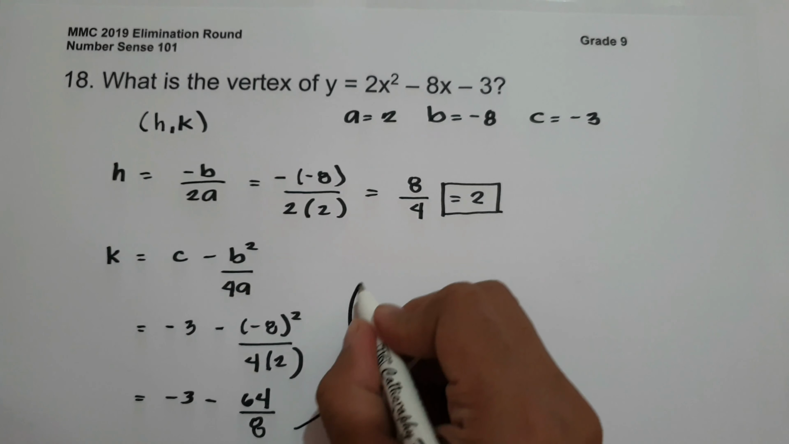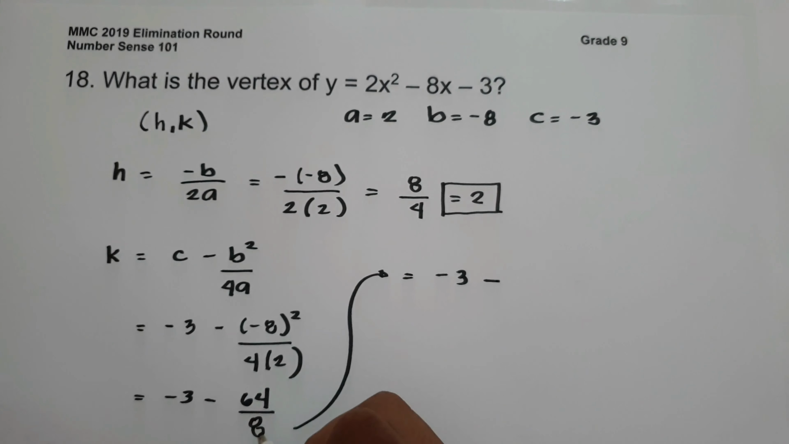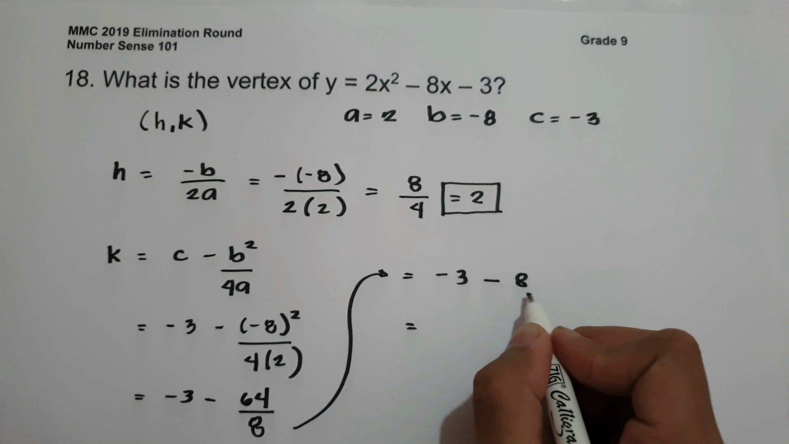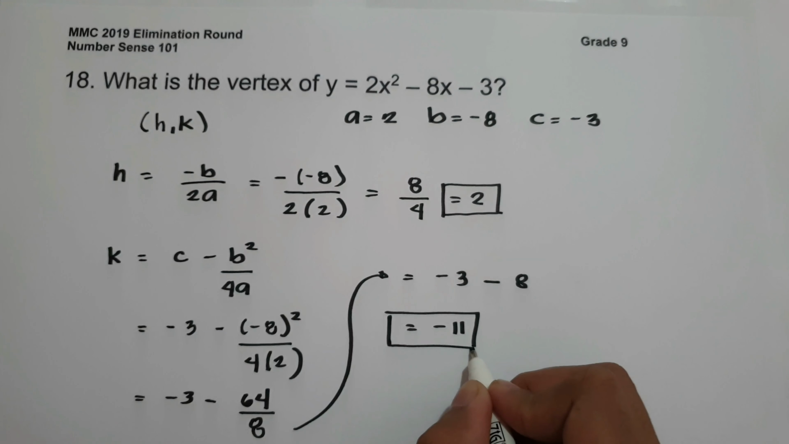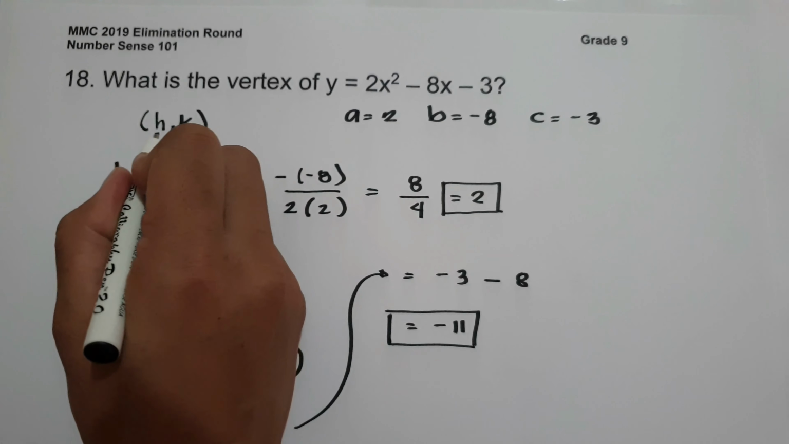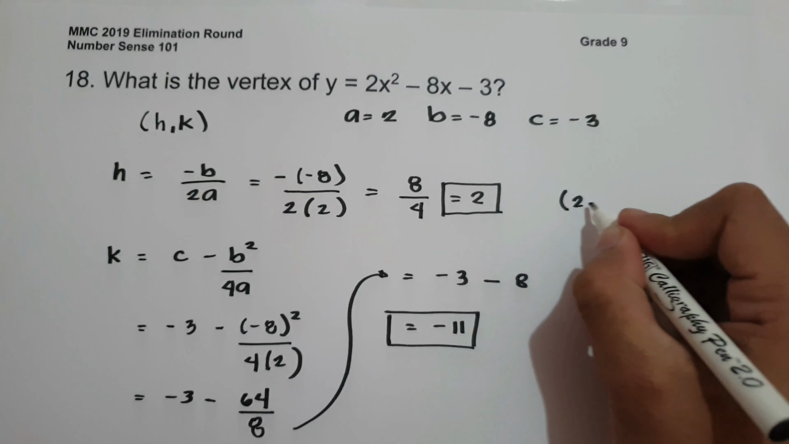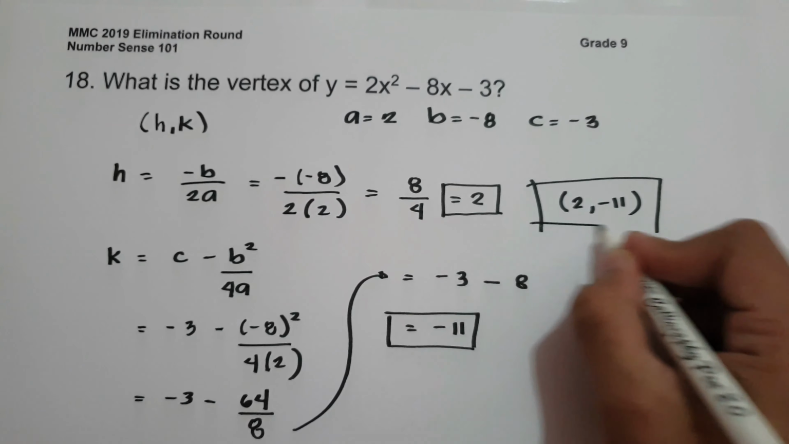Let us simplify. Let us have negative 3 minus 64 divided by 8, that is 8. And negative 3 minus 8, that is negative 11. And this will be the value of k. Since we are looking for the vertex, that is h and k, our answer will be 2 and negative 11. And this will be our answer.